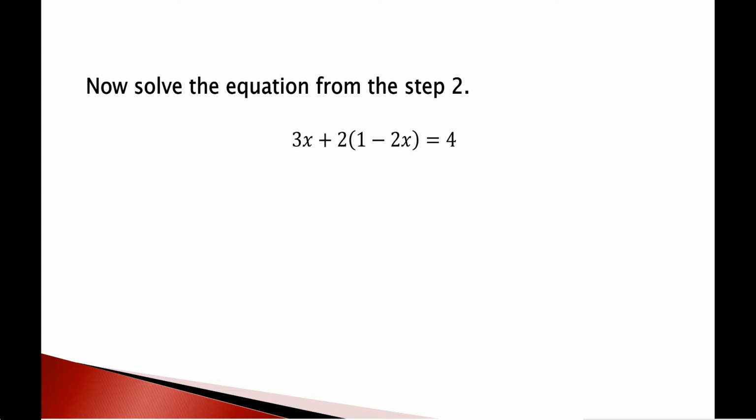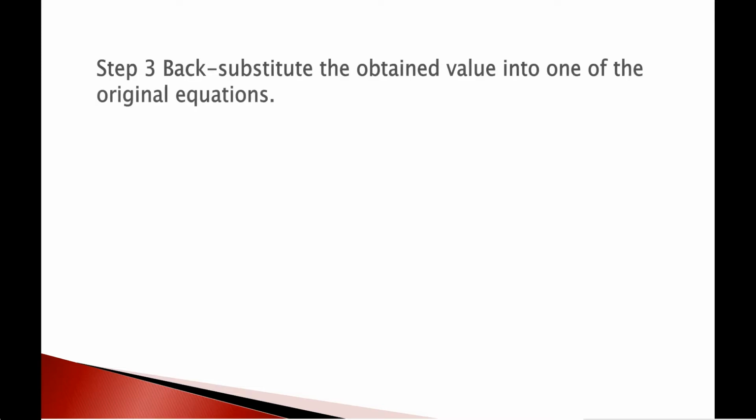Now let's solve for x. First we are going to apply the distributive law, and then we are going to combine the like terms, and after that, if we solve for the variable x, we get x is equal to -2.